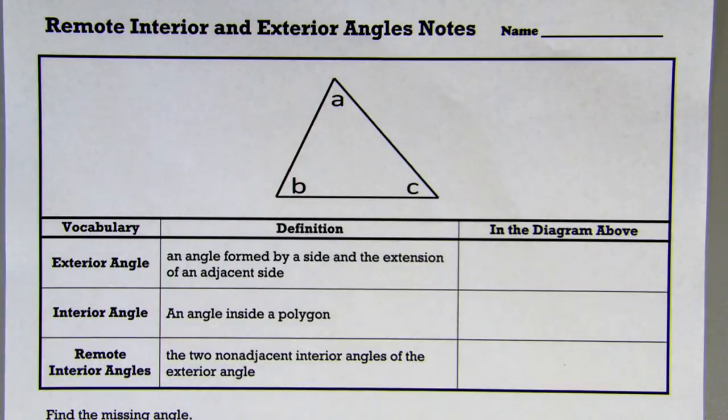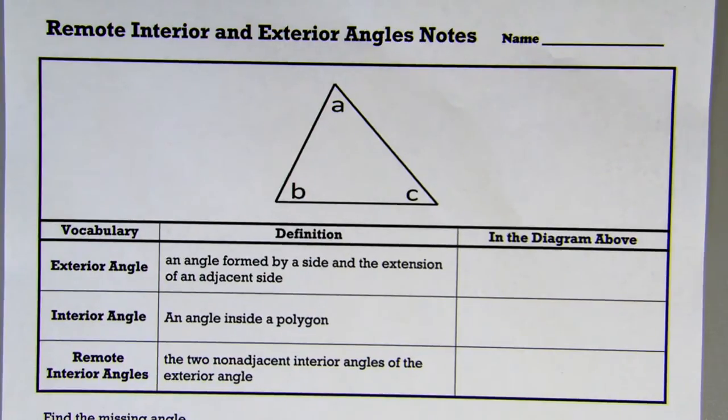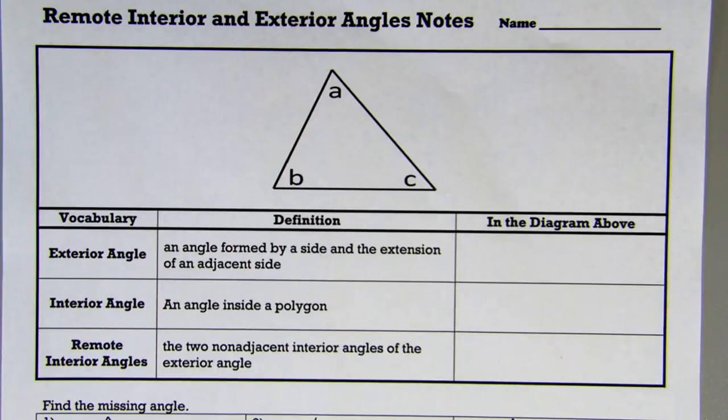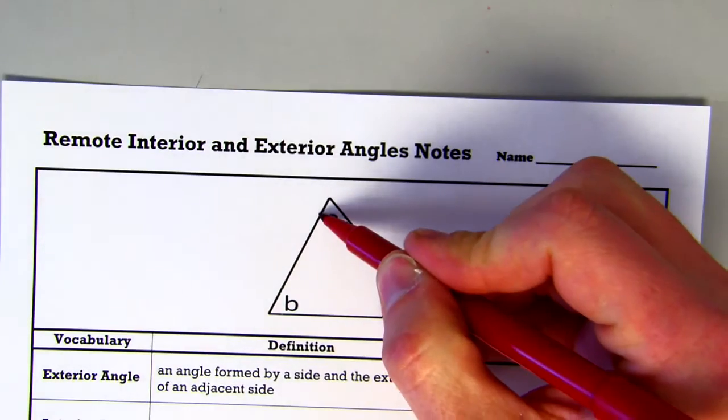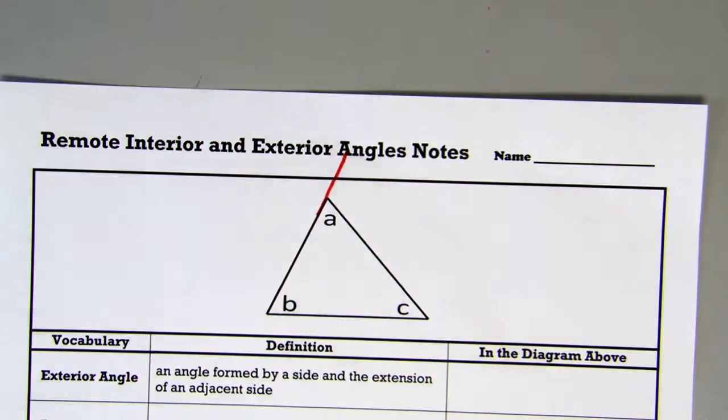Today's lesson is on remote interior and exterior angles. Okay. So we have a few vocabulary words which we're going to go over first, and we're going to use our ABC triangle up here to help us. So the first one is an exterior angle, an angle formed by a side and the extension of an adjacent side. So whenever you have a triangle, you can easily extend out any of the sides.